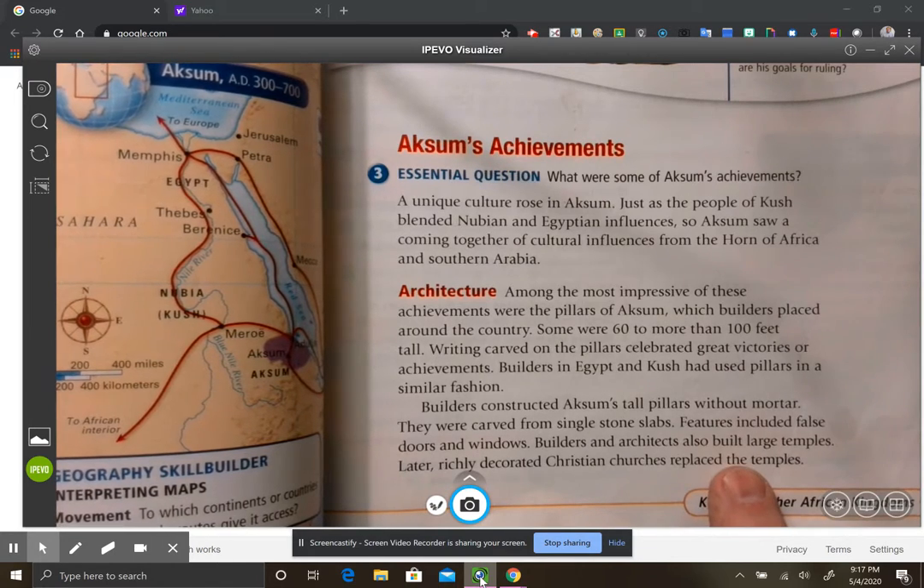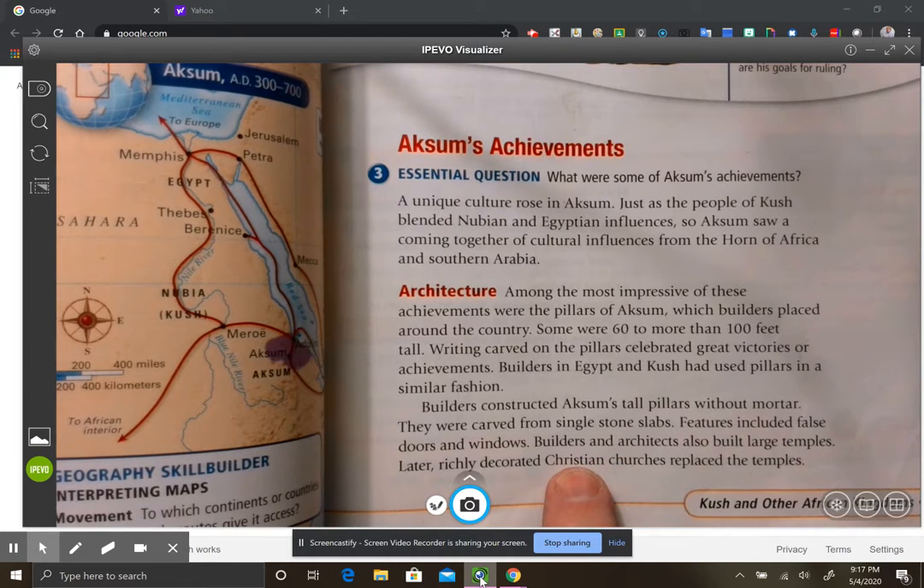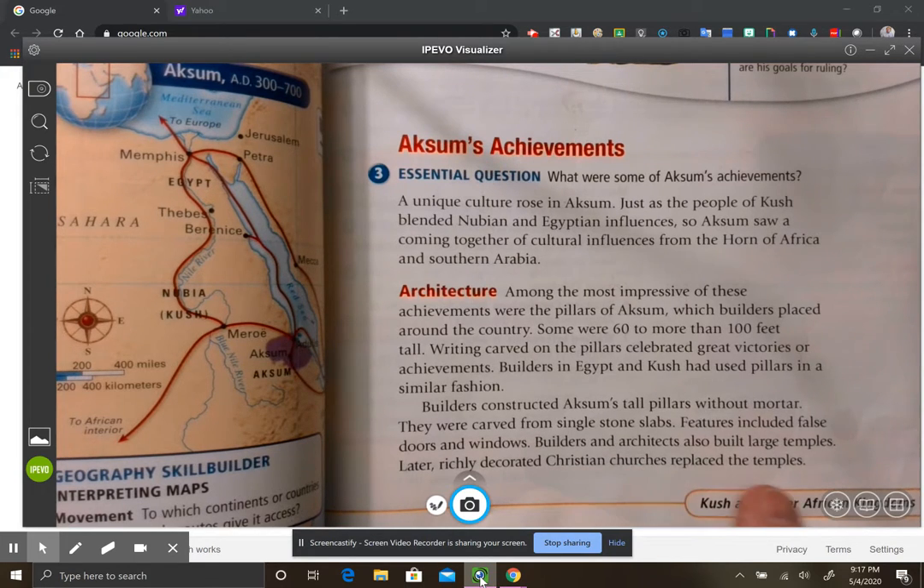And so this obviously was under Azana, because Azana would have gone, instead of temples to many gods, since he became a Christian, meaning he believed now in only one God, he was going to build churches, not temples.